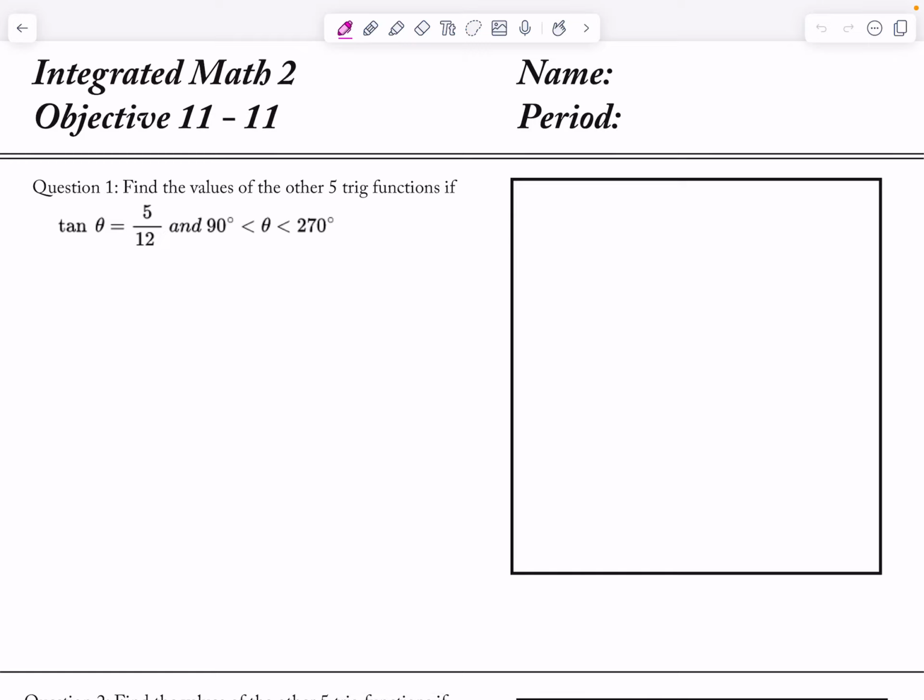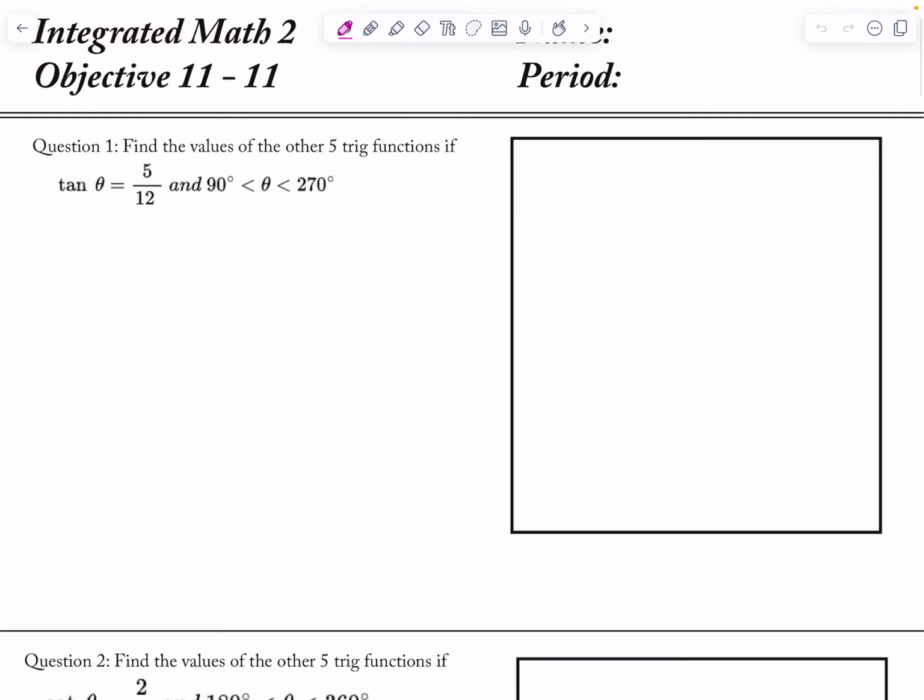All right, so let's take a look at some odd numbered questions again. Okay, so tangent is positive, and that's going to be in quadrants 1 and 3. 90 degrees to 270 is quadrant 2 and quadrant 3. So what's in common is going to be quadrant 3. So we're going to put everybody in quadrant 3 now.